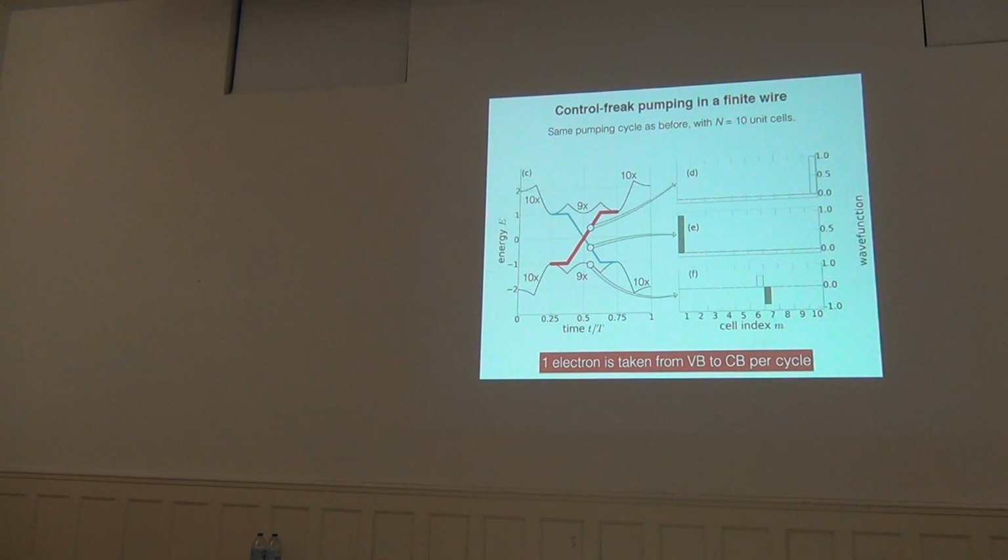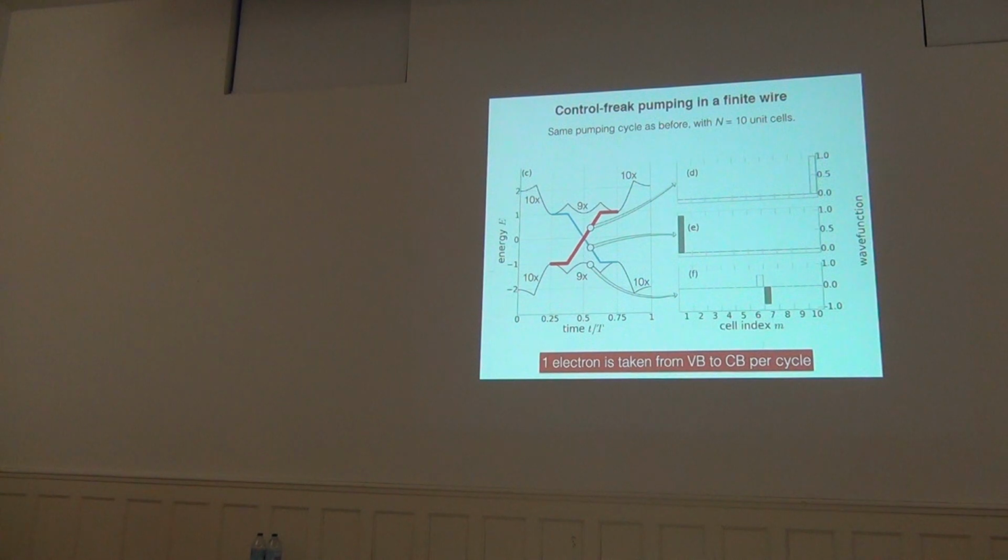But this changes when you go away from this control freak limit, because then all these states become delocalized. So then what happens is that you start from the Fermi sea, and then you can pump one electron to the conduction band, but that's going to come down already in the second cycle. So then you don't do this conveyor belt only with one electron. So this is somehow the essence of what's happening in these situations.